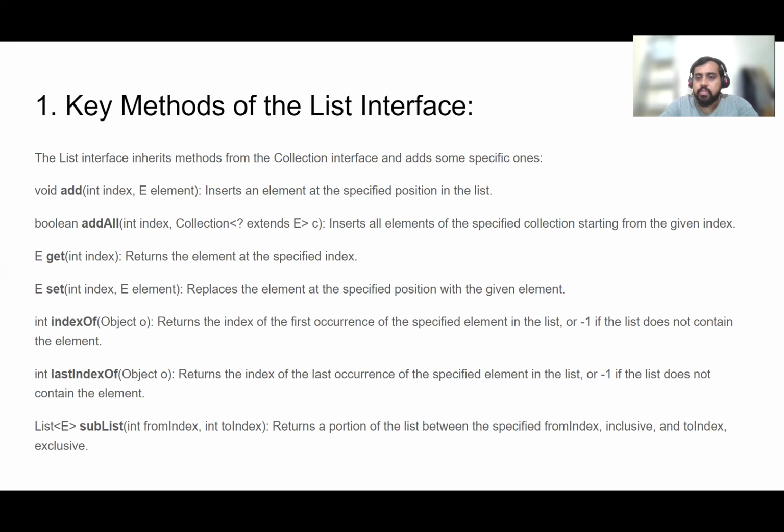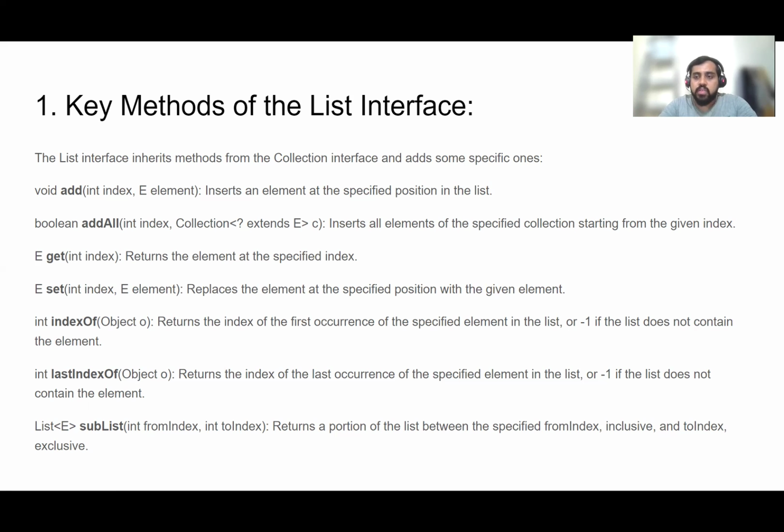Suppose you want a sublist from index 3 to index 7. It will return the sublist from index 3 up to index 6. It will not include the last index. That is all we need to keep in mind while calling this method. So these are all the readily available methods in the List interface.